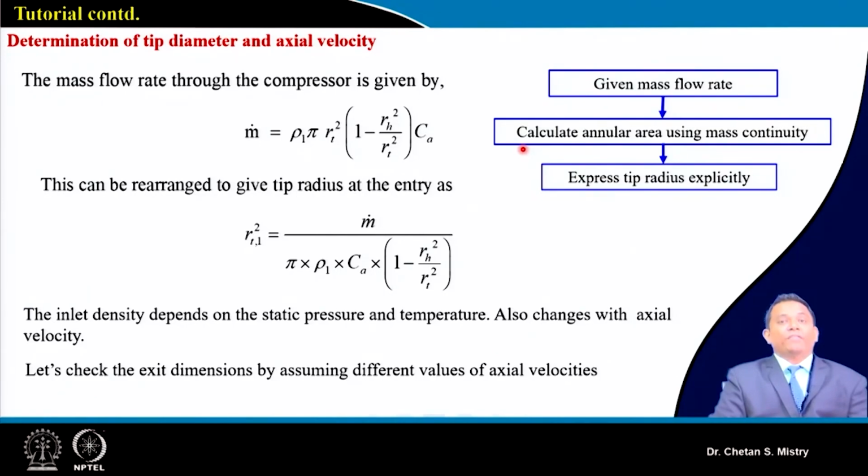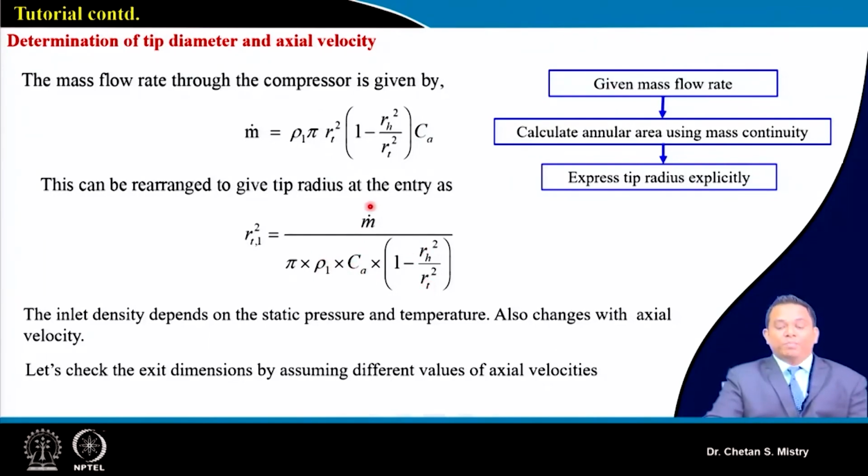We know what our mass flow rate is. That mass flow rate is density into area into my axial velocity. Now this I am representing in terms of my tip diameter or tip radius. This is my entry tip radius. So if you look at it, this is a function of mass flow rate, a function of my density, a function of my axial velocity, and my radius ratio.